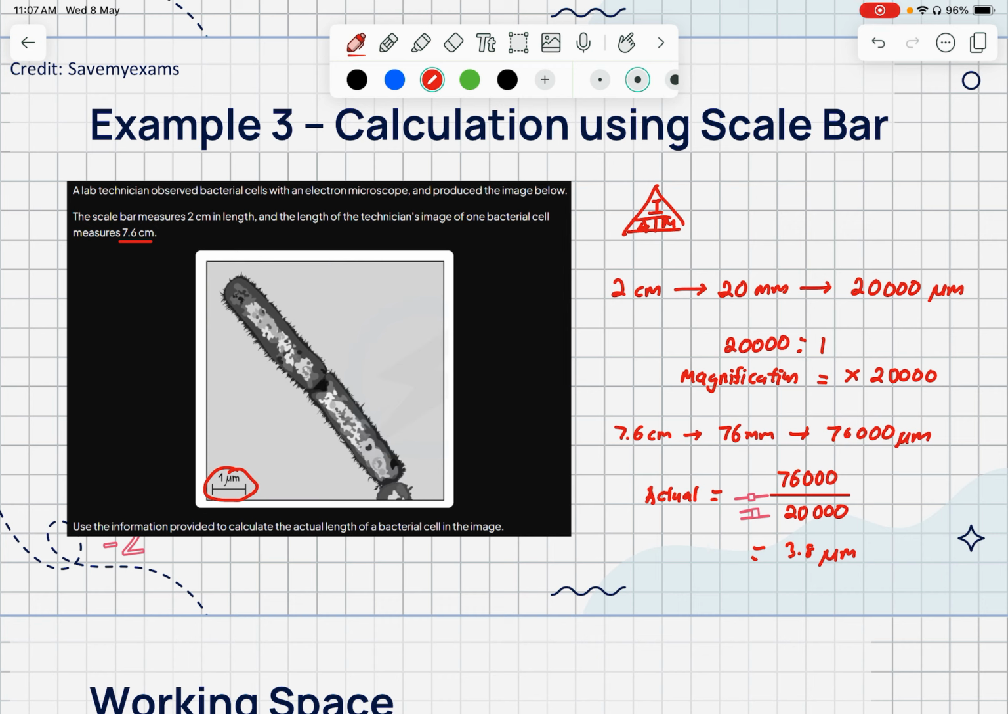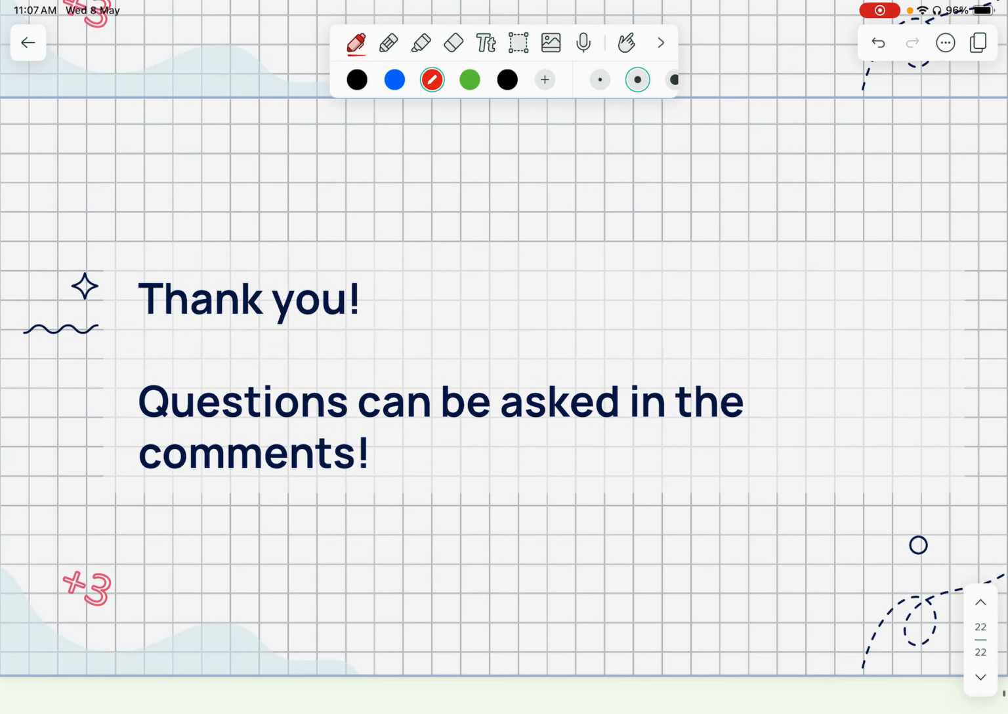I hope you understand this. The first part is to modify the scale bar and find the magnification. Then you find the actual length of the specimen by using your magnification, and you definitely will get your answer. Alright, so that's it for this video.